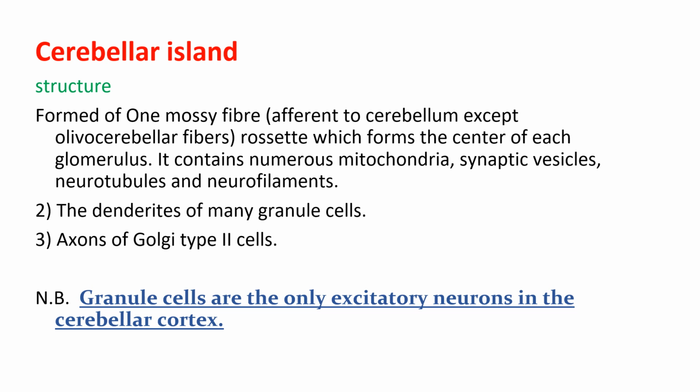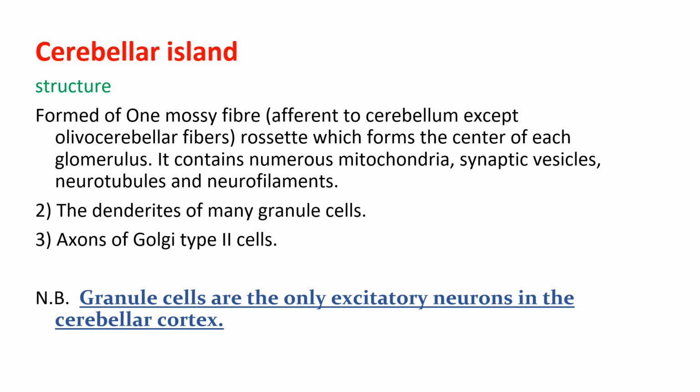Okay. This island contains mossy fiber, and this fiber contains numerous mitochondria, synaptic vesicles, neurotubules, and neurofilaments. What other? The second structure here is the dendrite of granule cell. The third structure in the island is the axon of Golgi type 2.